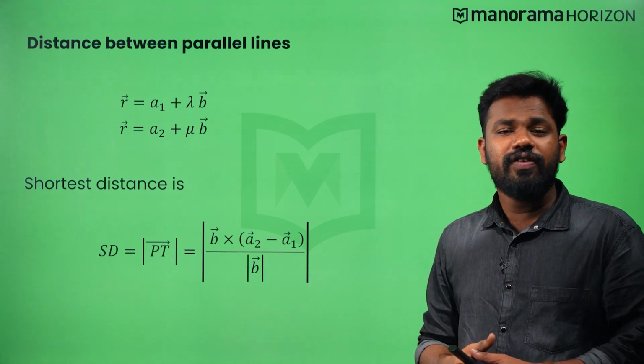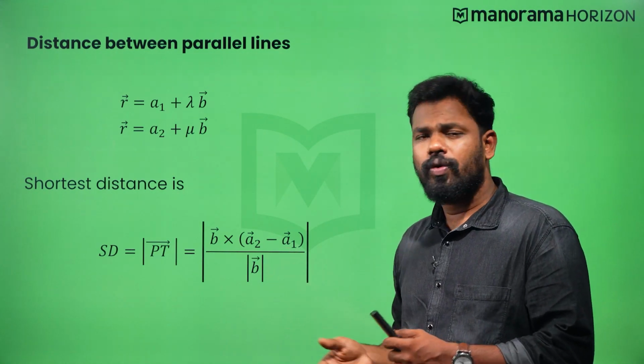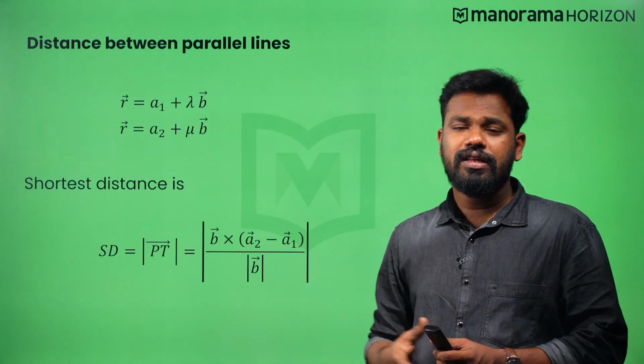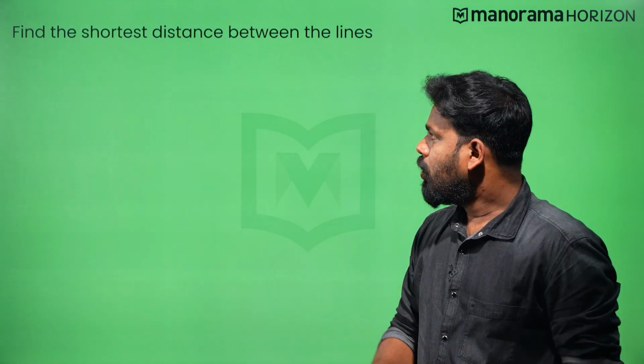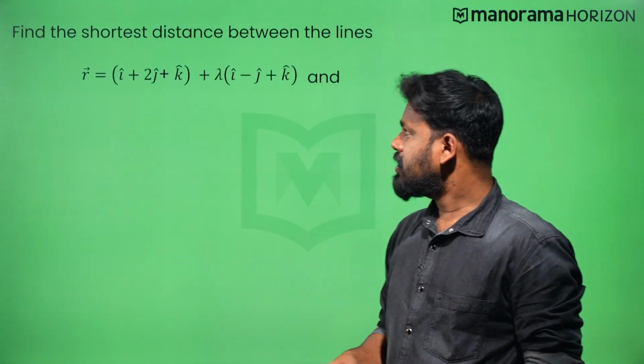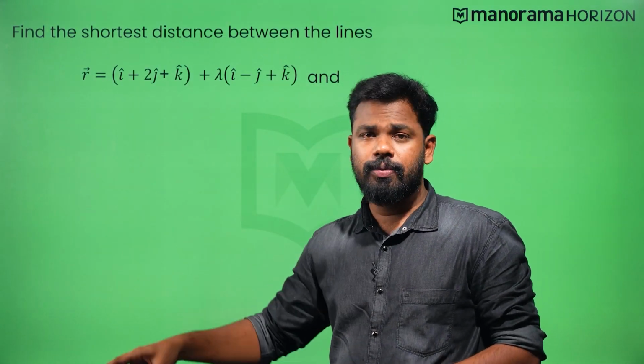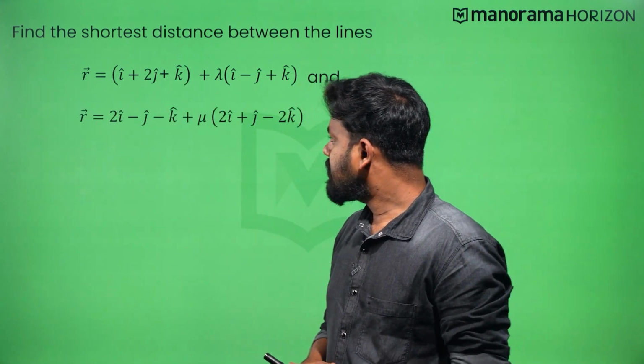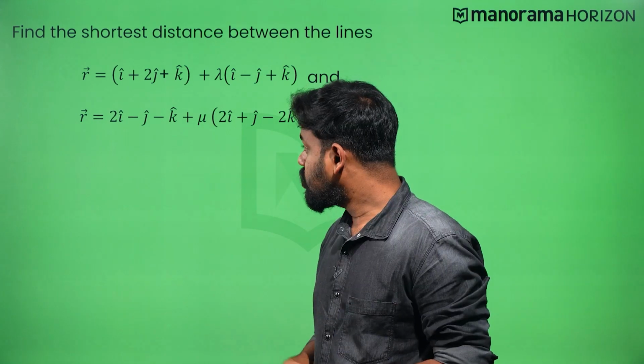Using this formula, we can easily find out the distance between two parallel lines, which are R equals A1 plus lambda B, and the second one is A2 plus mu B. Now, what is the shortest distance between the two lines? The first line is i plus 2j plus k plus lambda into (i minus j plus k) and the second is 2i minus j minus k plus mu into (2i plus j plus 2k).